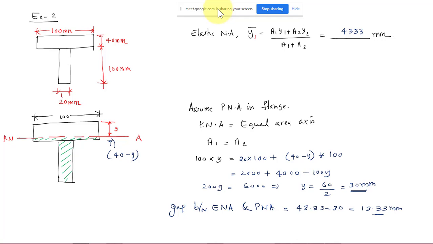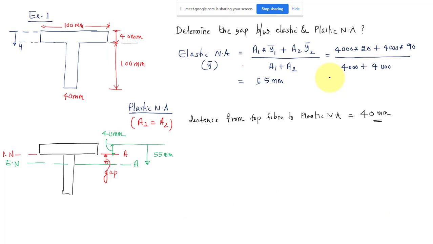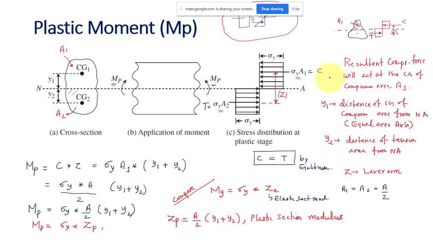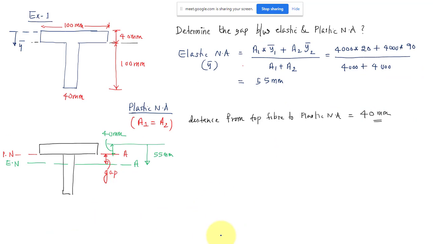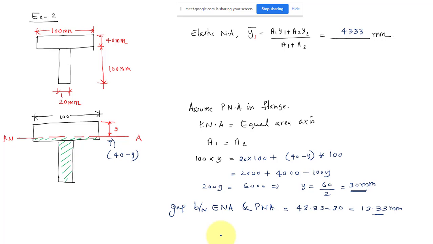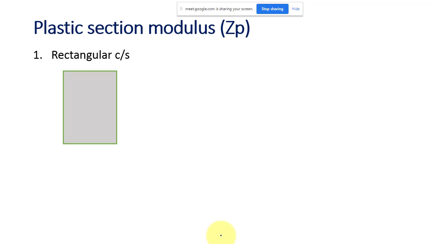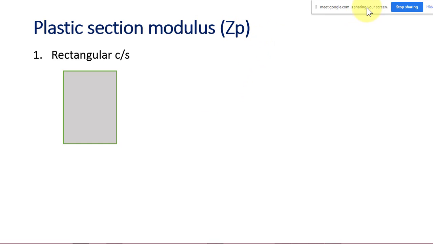So here we have seen how to find the plastic moment and the plastic section modulus. In this slide we got the expression for plastic section modulus and plastic moment. So let us work out some of the standard sections: triangular section, square or rectangular section, circular section, etc. Everything will be coming as a question. A section will be given, find the plastic section modulus, like that.